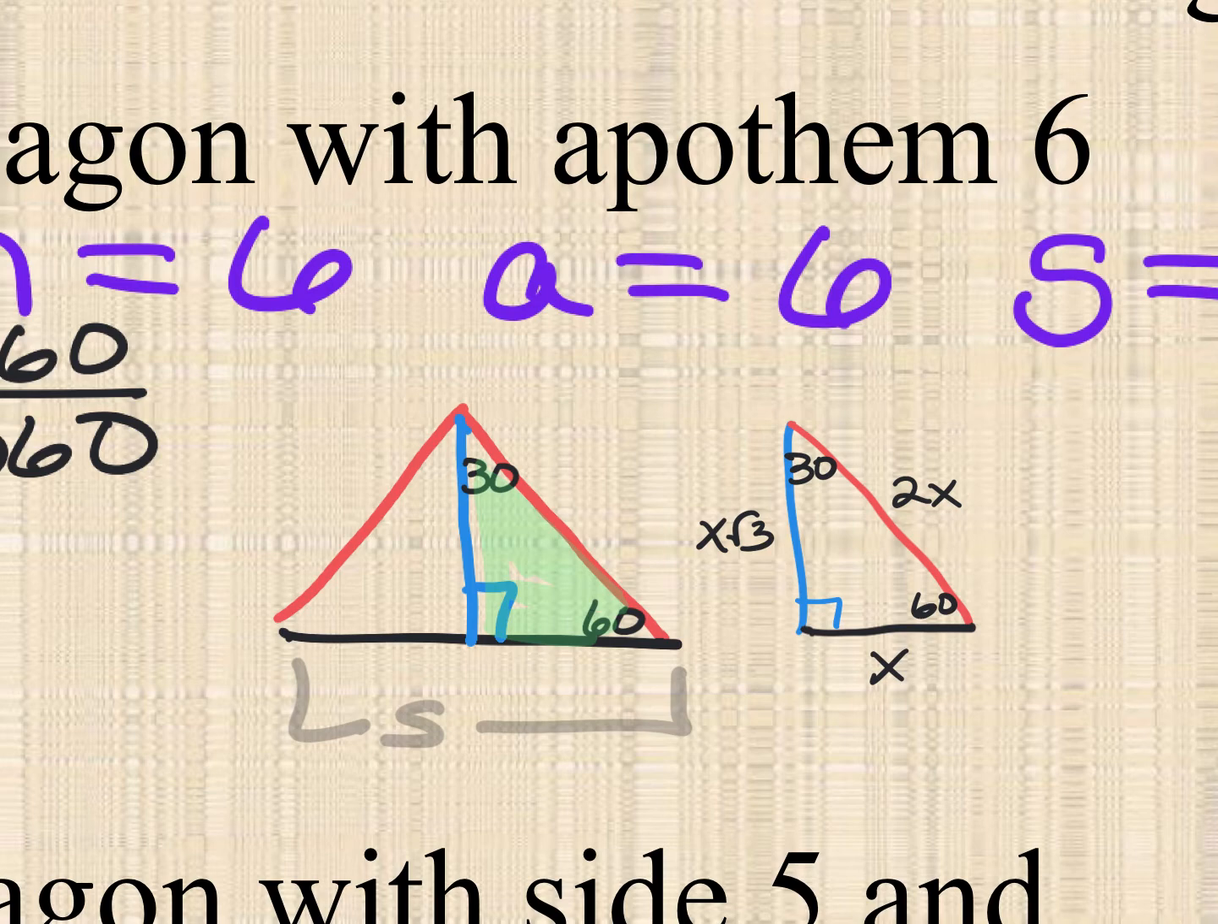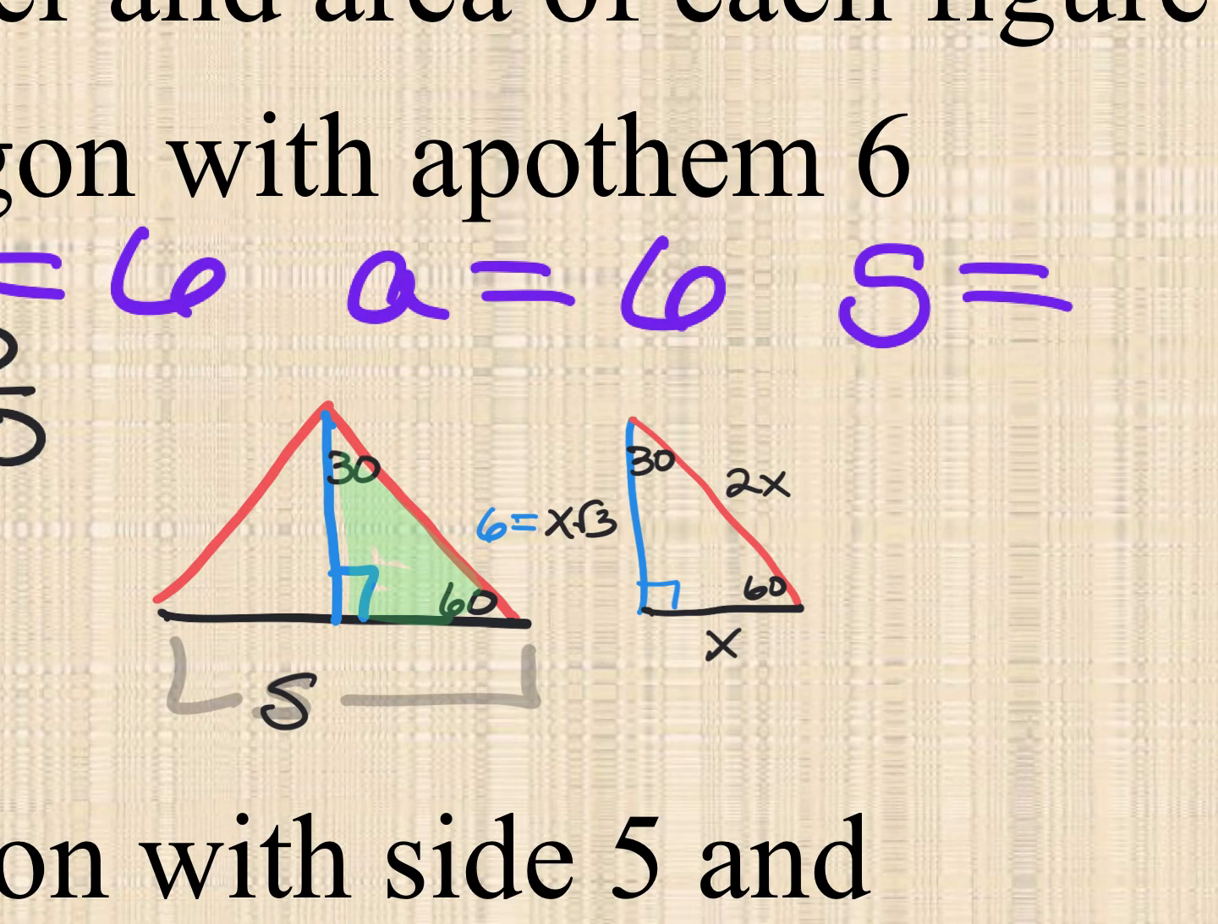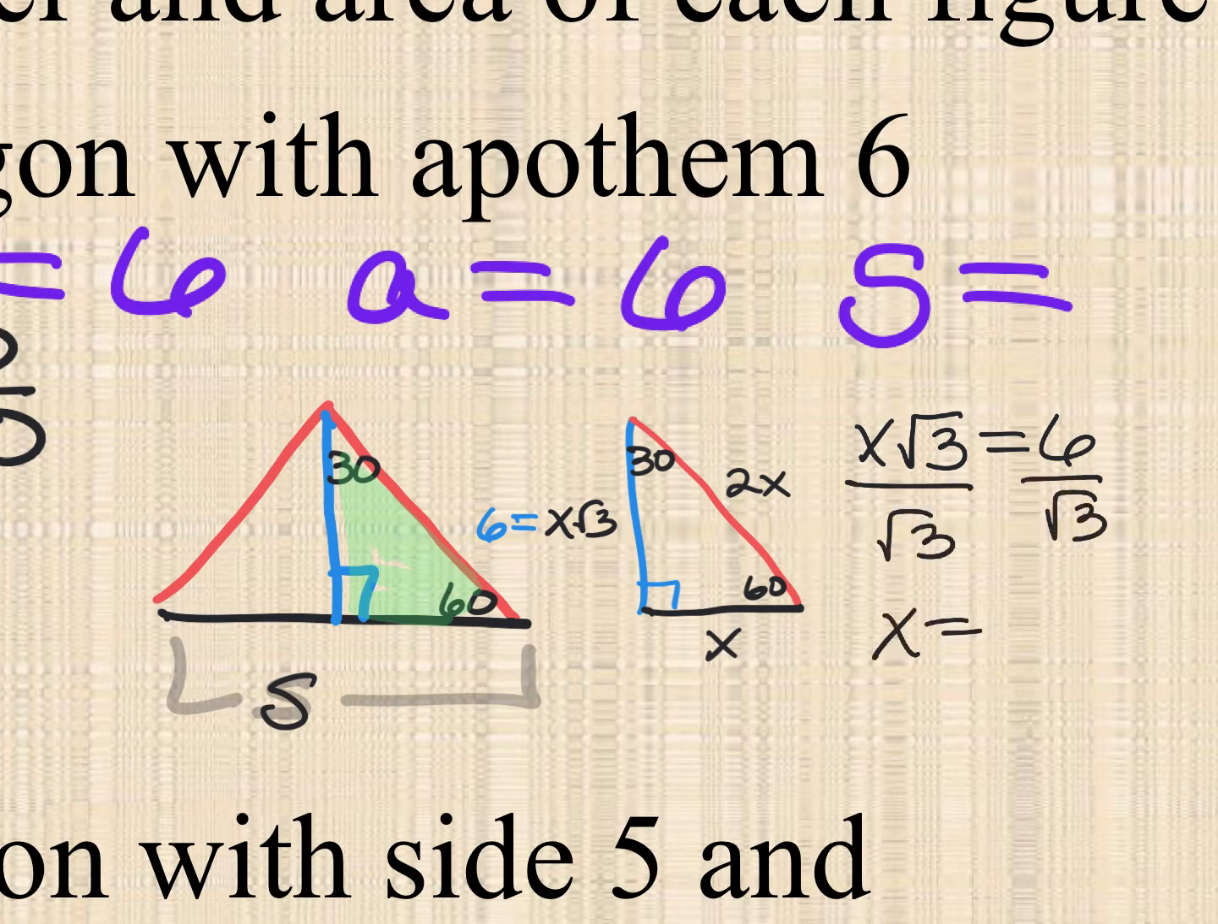So now, what was given to us was that apothem length, and it was 6. So the apothem is the blue line. So I know that x square root 3 is equal to 6. I need to solve for x because I'm trying to find the length of this side over here. So let me go ahead and solve the equation. X square root 3 equals 6. I'm going to divide both sides by the square root of 3. 6 over the square root of 3 is what x equals.